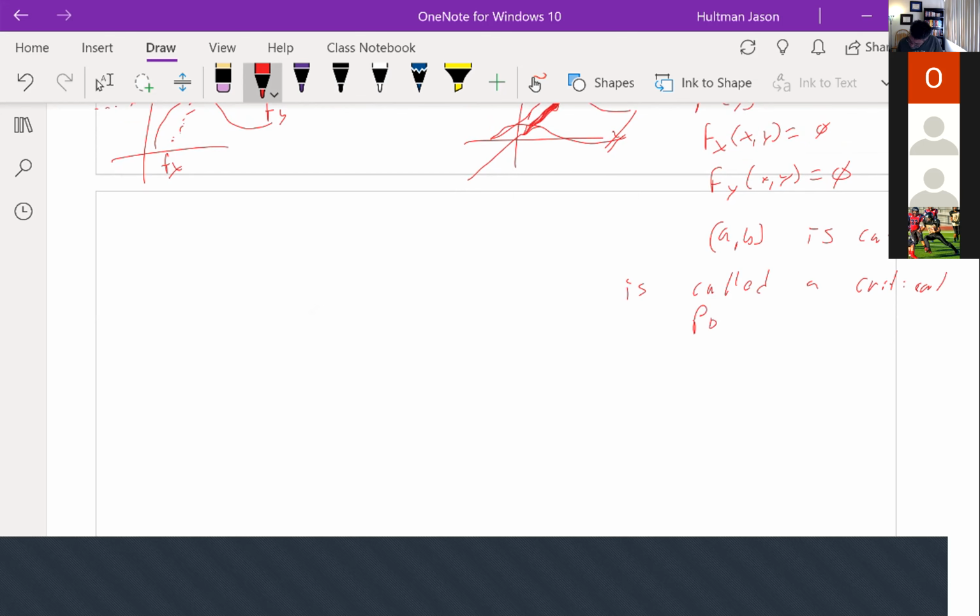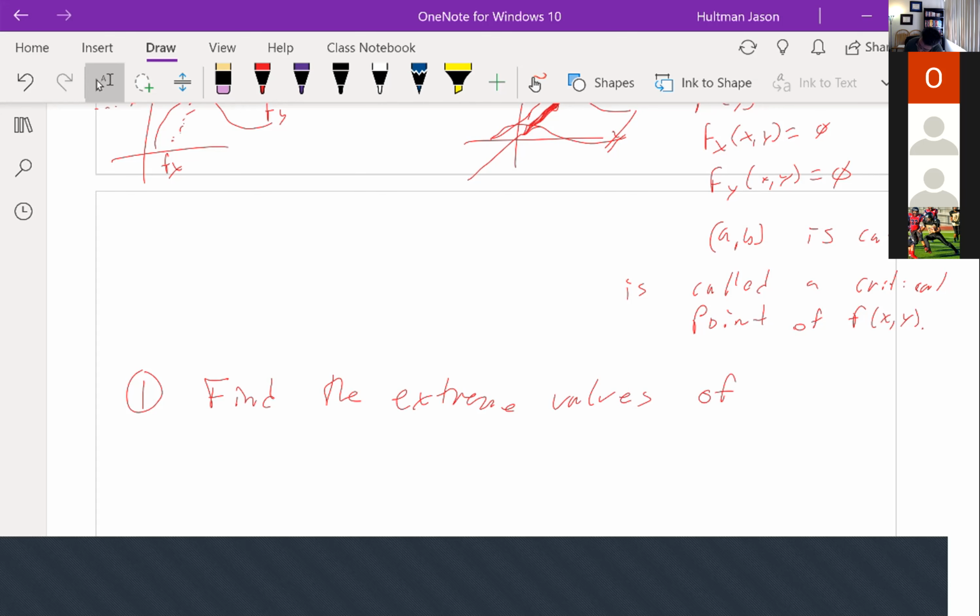Critical point of f. Okay, so number 1, find the extreme values of f of x, y equals x squared plus y squared minus 2x minus 6y plus 14.